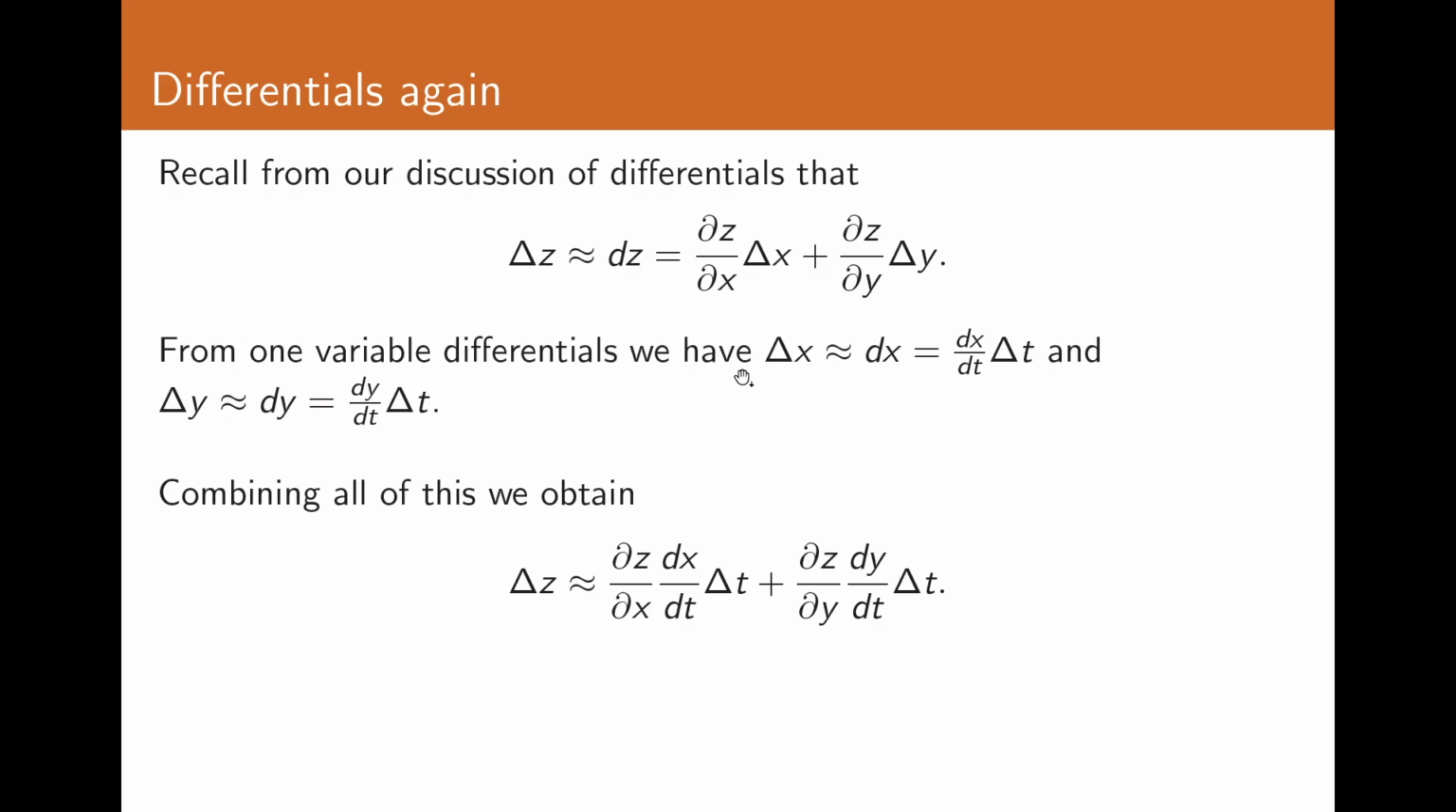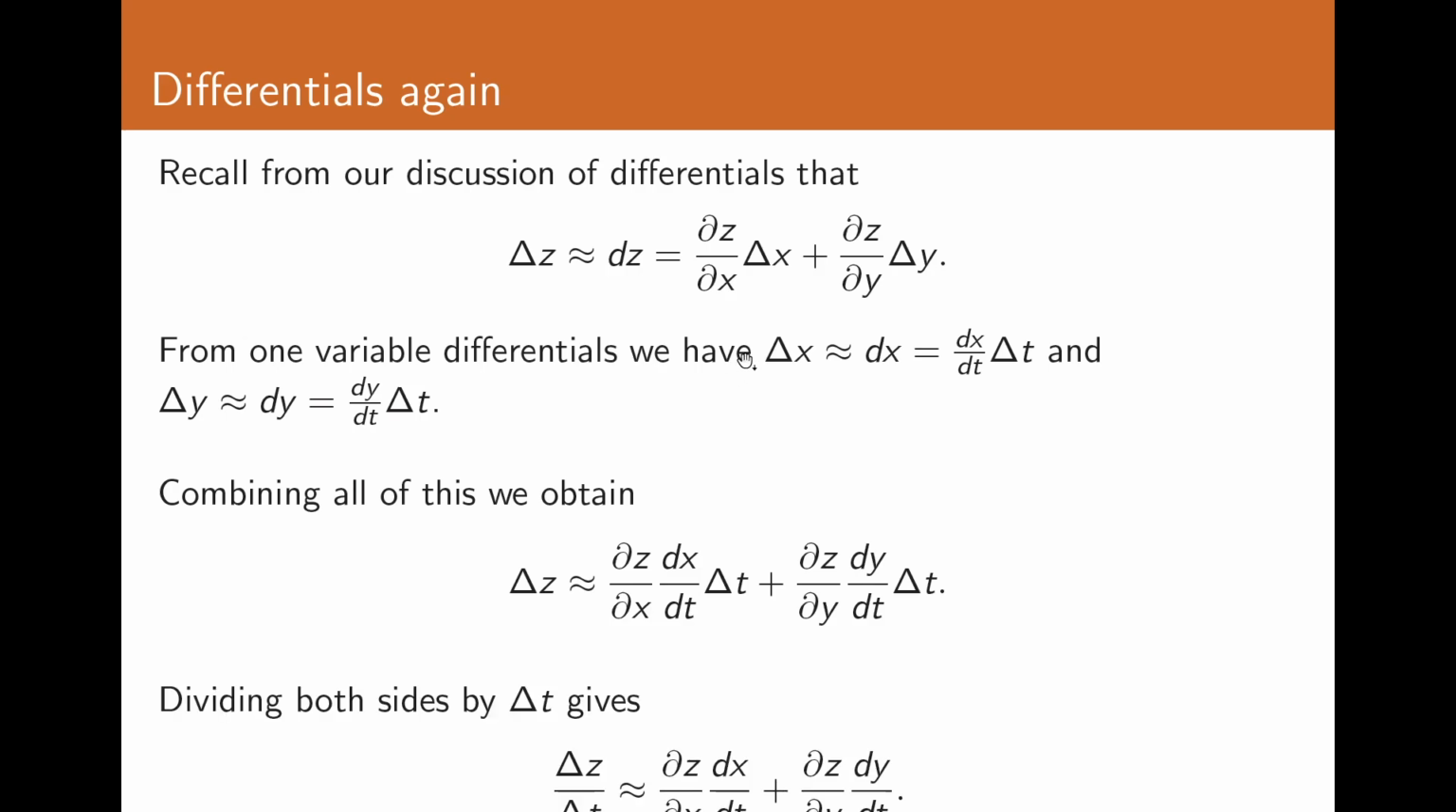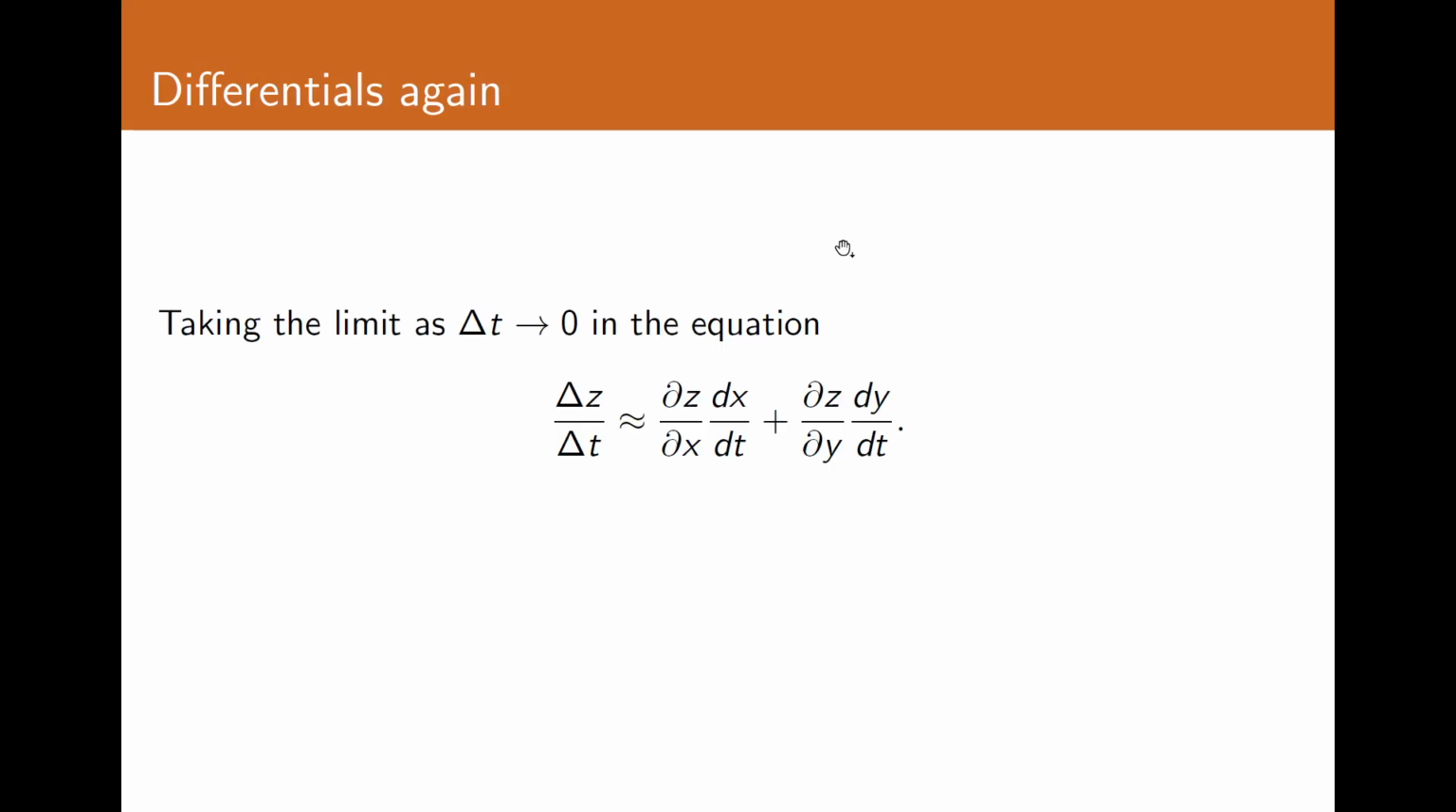And now we can go ahead and divide both sides by delta t, and we get delta z over delta t is approximately the partial derivative of z with respect to x times the derivative of x with respect to t plus the partial derivative of z with respect to y times the derivative of y with respect to t. And so this is still an approximation so far, but now if we let the delta t go to 0 in this approximation, the left-hand side will become dz dt, so we'll get this equation here that says dz dt is the partial of z with respect to x times dx dt plus the partial of z with respect to y times dy dt.